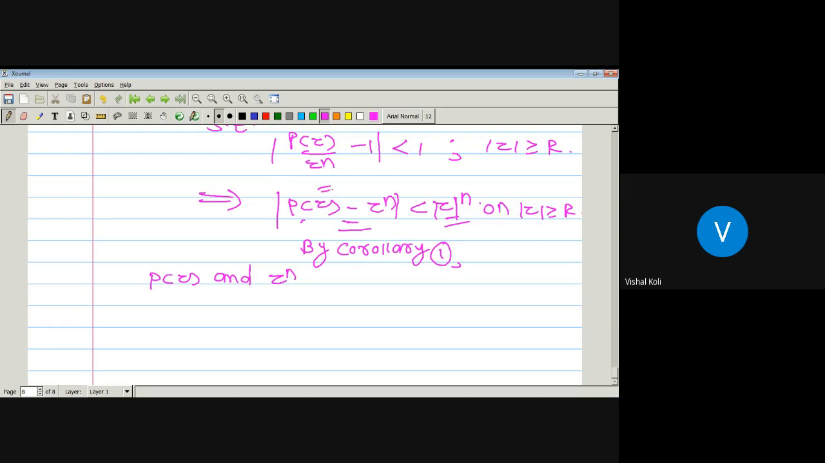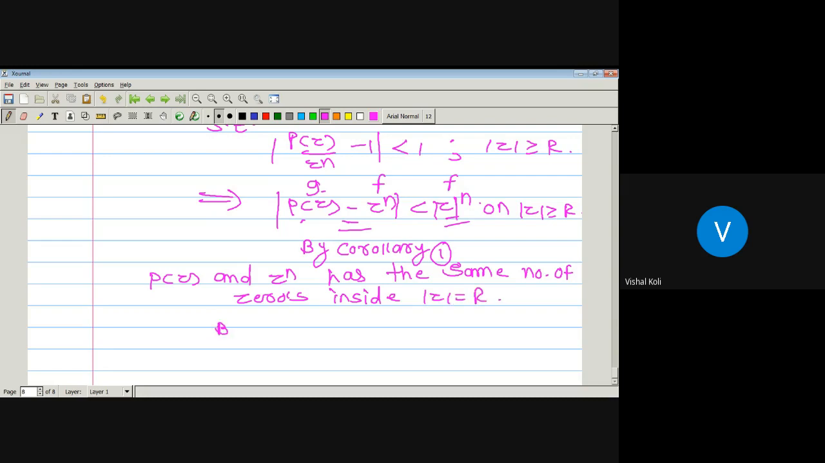Here let us take z raised to n as f and p of z as g. So modulus of g plus f is less than modulus of f. Then by the corollary 1, both f and g have the same number of zeros, where f is z raised to n and g is p of z. Therefore, p of z and z raised to n have the same number of zeros inside mod z equal to R.